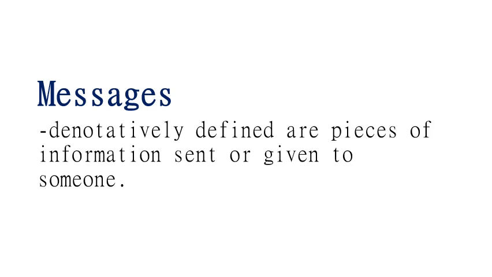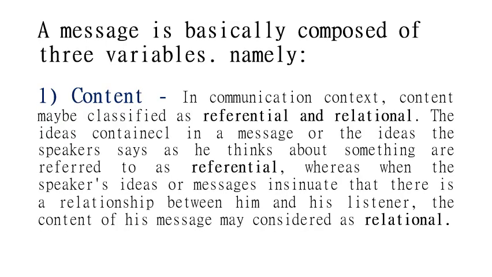Okay, so under messages, we have components, or we have 3 variables. The first one is the content. Content may be classified as referential and relational. So what is the difference between these two? The first one is the referential. When we say referential, that is the ideas contained in the message, or the ideas the speaker says as he thinks about something.